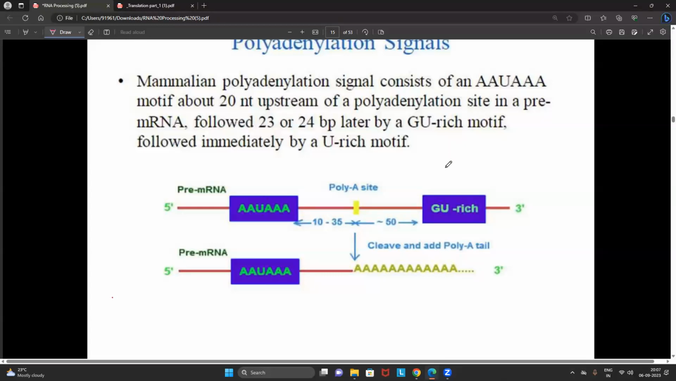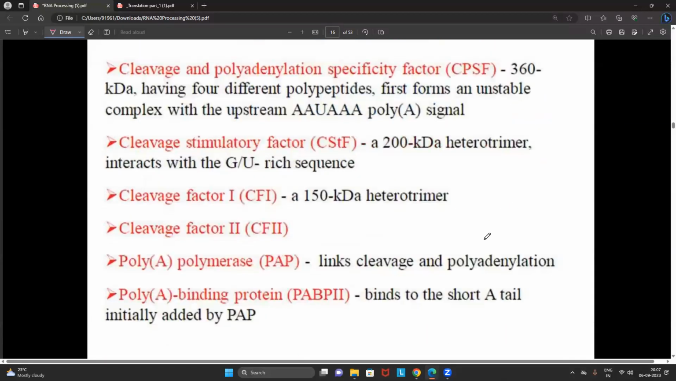Friends, I am using the word general. So I can say that not all mRNAs. Friends, please listen to my statement. I am not using the word all mRNAs. I am using the word most of the mRNAs. Most of the mRNAs have this particular AAUAAA sequence and GU sequence in the 3' direction. Please don't get confused with that particular point.